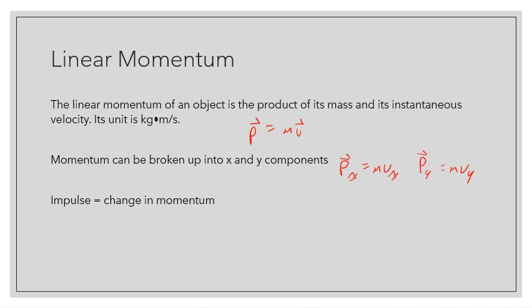So impulse is the change in momentum. It can be given by two equations. Delta p is equal to p2 minus p1. It can also be given by the equation impulse is equal to the sum of the forces times delta t.